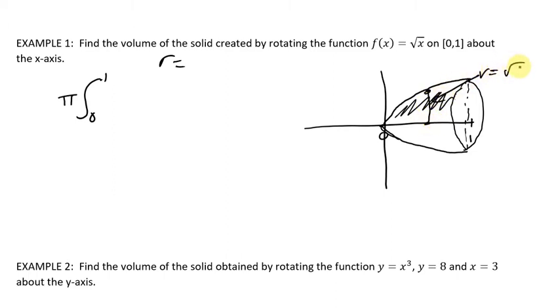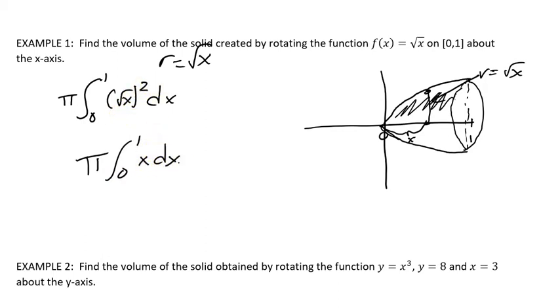This distance here is x. This distance is f of x, which of course is the square root of x. So that's our radius. So it's the square root of x squared dx. And we simplify that, that would be from 0 to 1. Square root of x squared is just x dx.